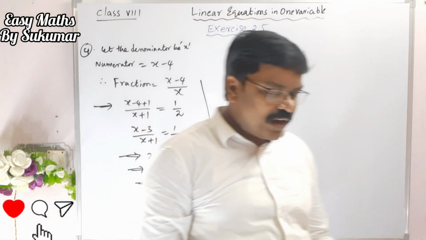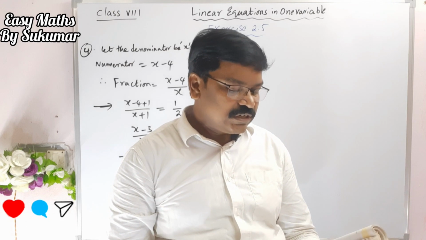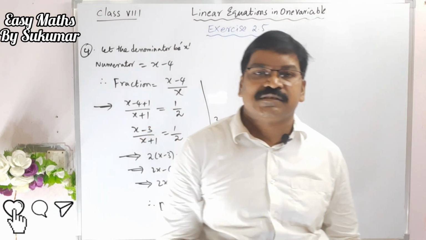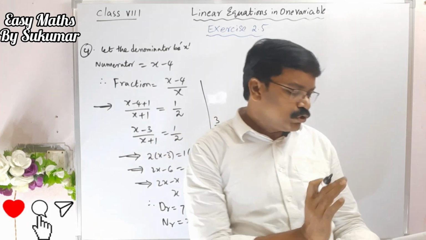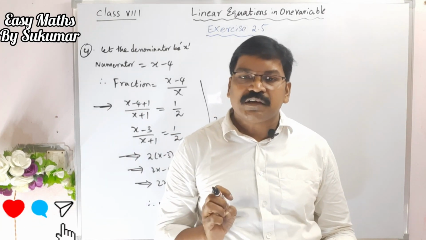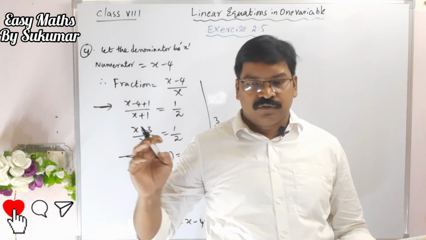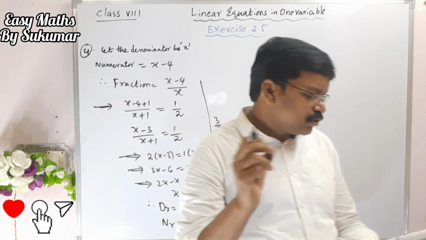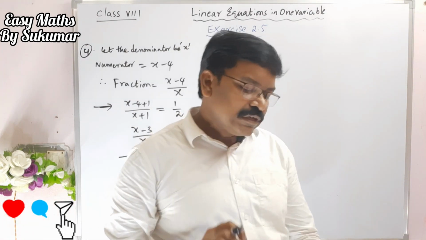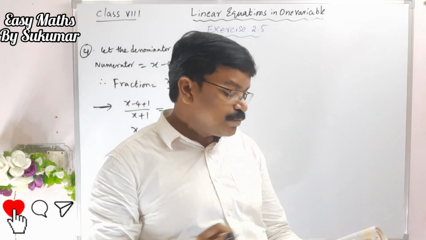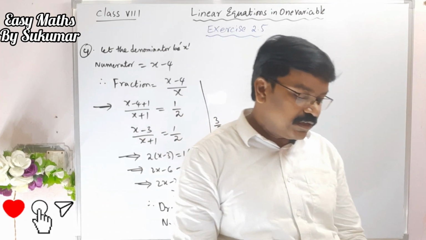Fifth question. Find 3 consecutive numbers such that if they are divisible by 10, 17 and 26 respectively, the sum of their quotients will be 10. We have to find 3 consecutive numbers. Consecutive means they are in order, like 10, 11, 12.